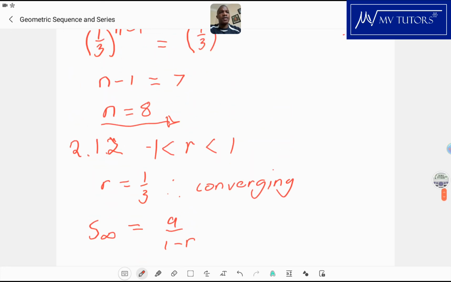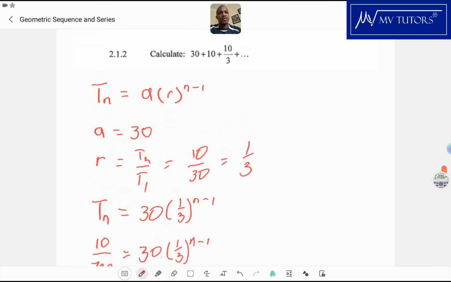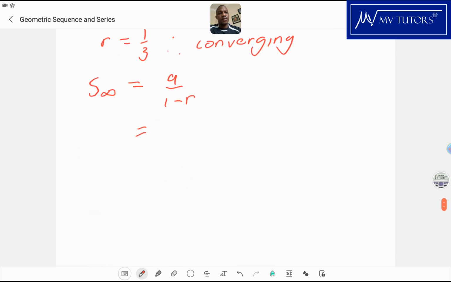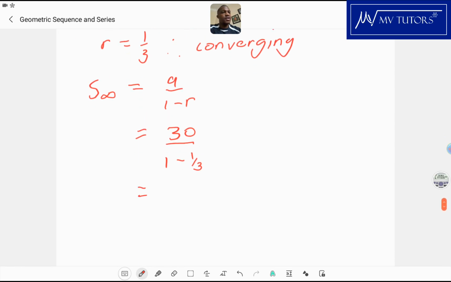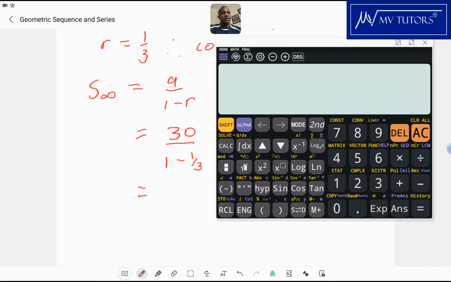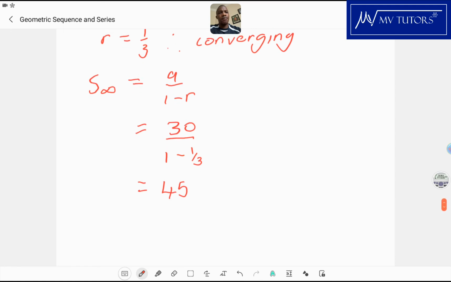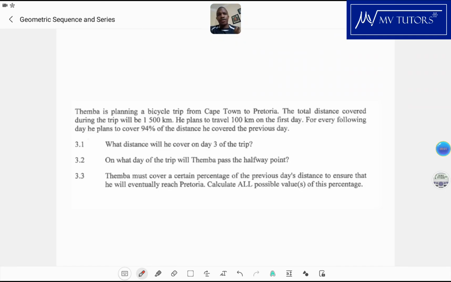In this case, if we go back, our a is 30. So it's 30 divided by 1 minus r. Our r is a third. So we just need to put this in a calculator real quickly. Let's put a fraction. Let's put 30 on top. Down here we have 1 minus a third, a mini fraction with 1 on top and 3. That equals 45. That means that if you sum up the infinite numbers, it will give you 45.